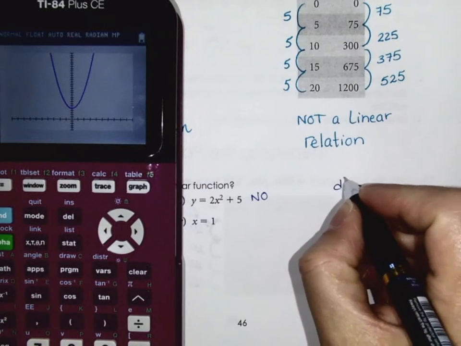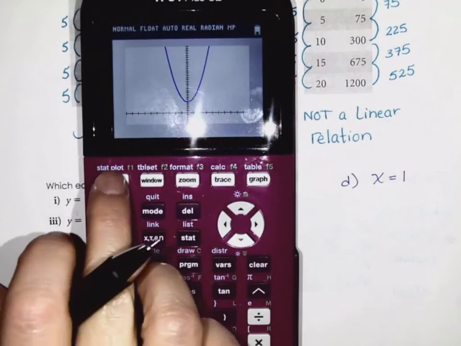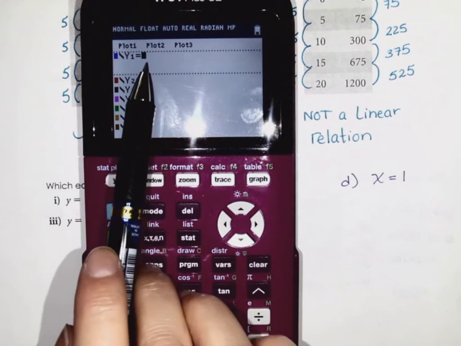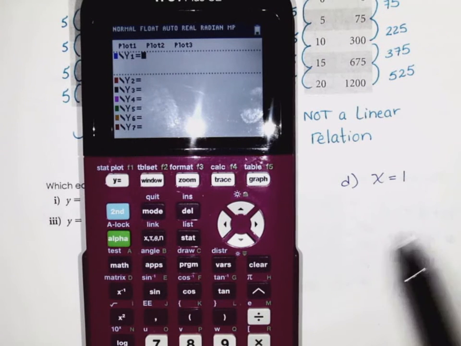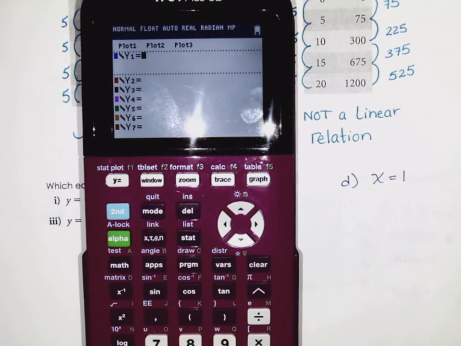So for part D, it's x equals 1. If I go into the y equals, what do all these start with? Y equals. What does my equation have? Okay, so there's no way to change that.